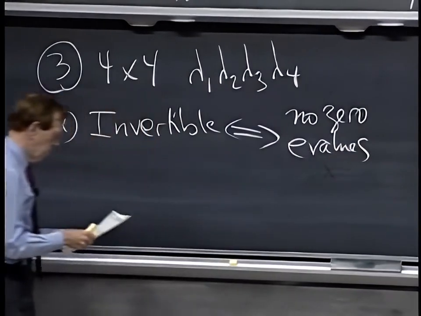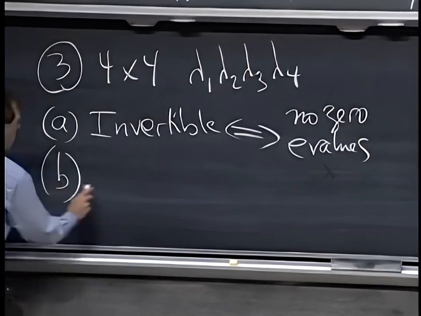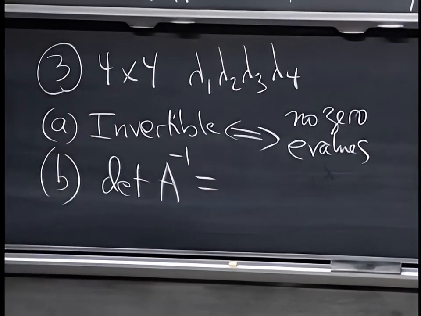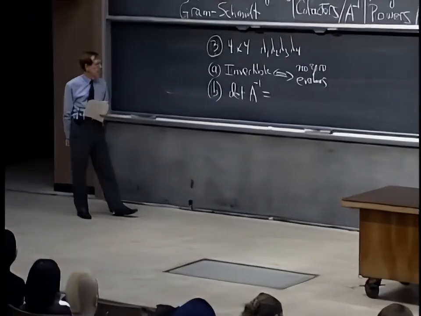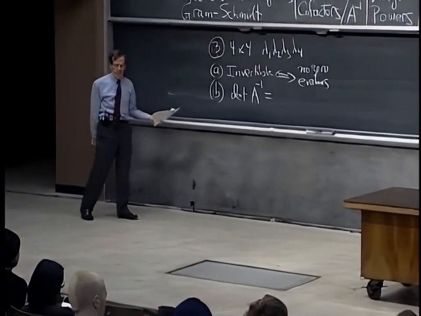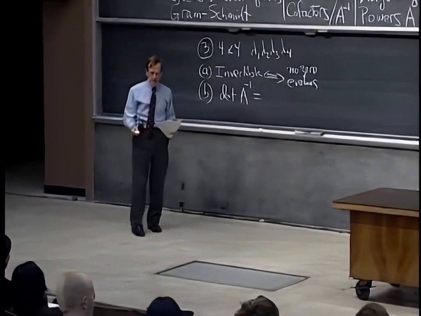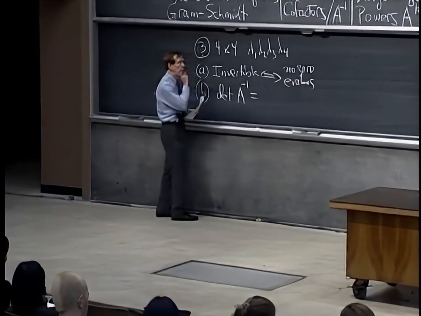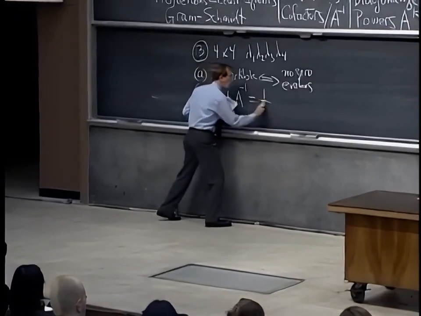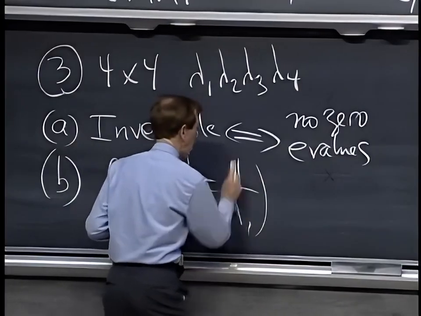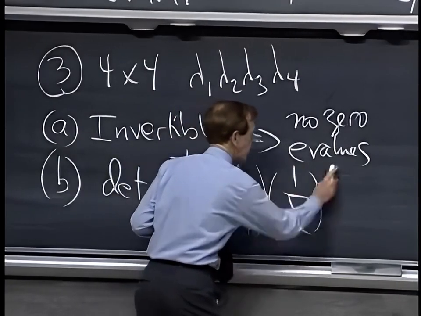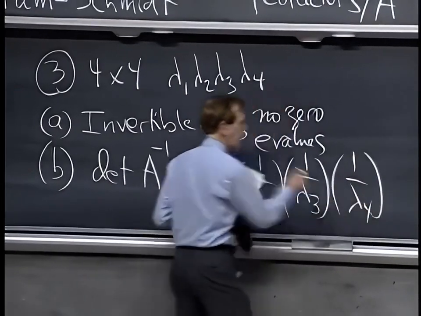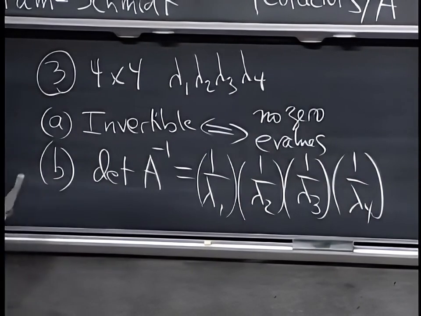Good. Okay, what's the determinant of A inverse? So where's that going to come from? Well, if we knew the eigenvalues of A inverse, we could multiply them together to find the determinant. And we do know the eigenvalues of A inverse. What are they? They're just 1 over lambda 1 times 1 over lambda 2, that's the second eigenvalue, the third eigenvalue, and the fourth. So the product of the 4 eigenvalues of the inverse will give us the determinant of the inverse.